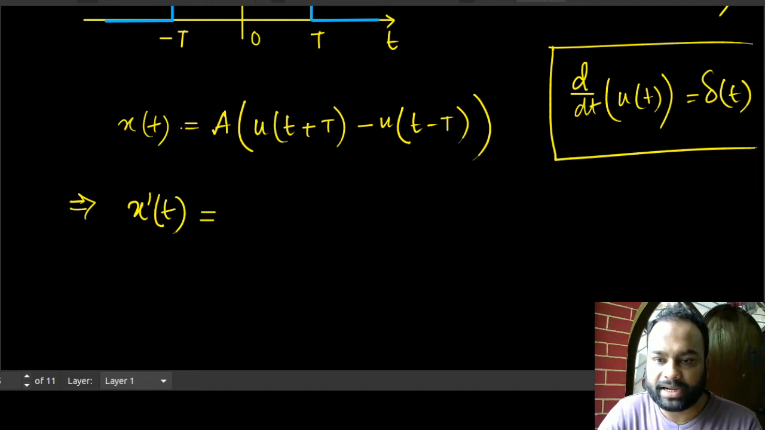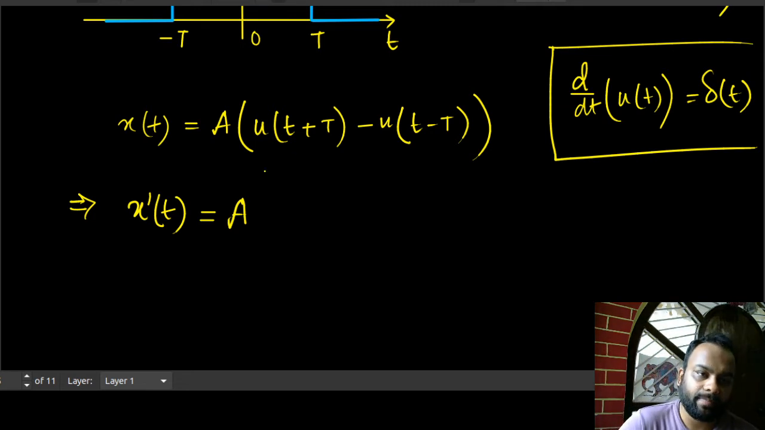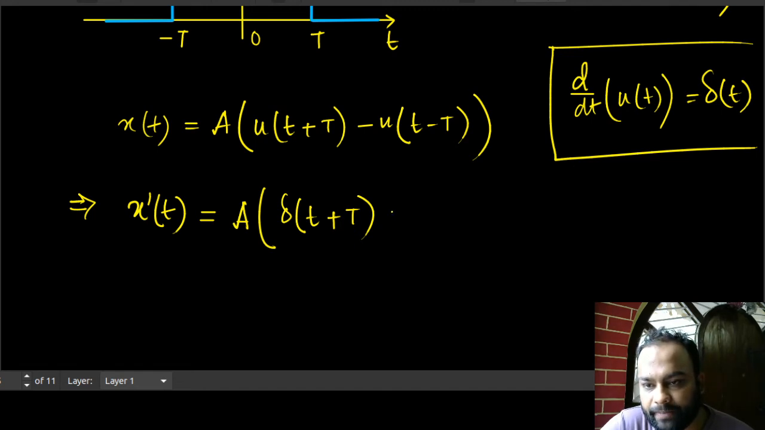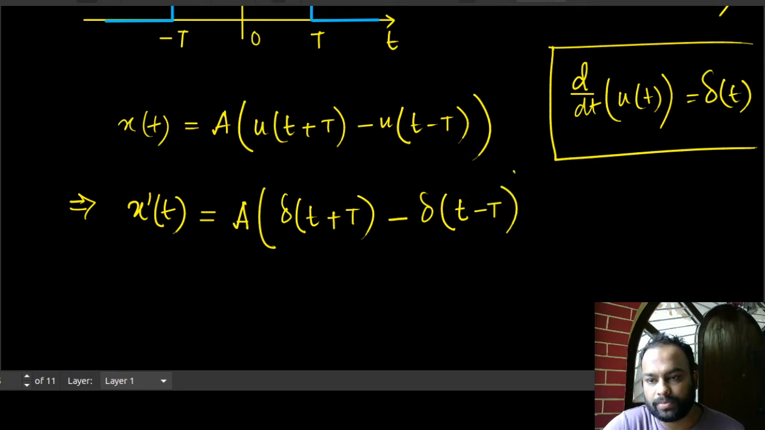So what is the derivative here? If I differentiate on both sides, I have A here, and what is the derivative here? Of course, that would be the derivative of this. Understandably, that's simply going to be delta(t+T), right? Of course, that is what it is. And if I differentiate it here, subsequently, that's going to be delta(t-T), of course, right?